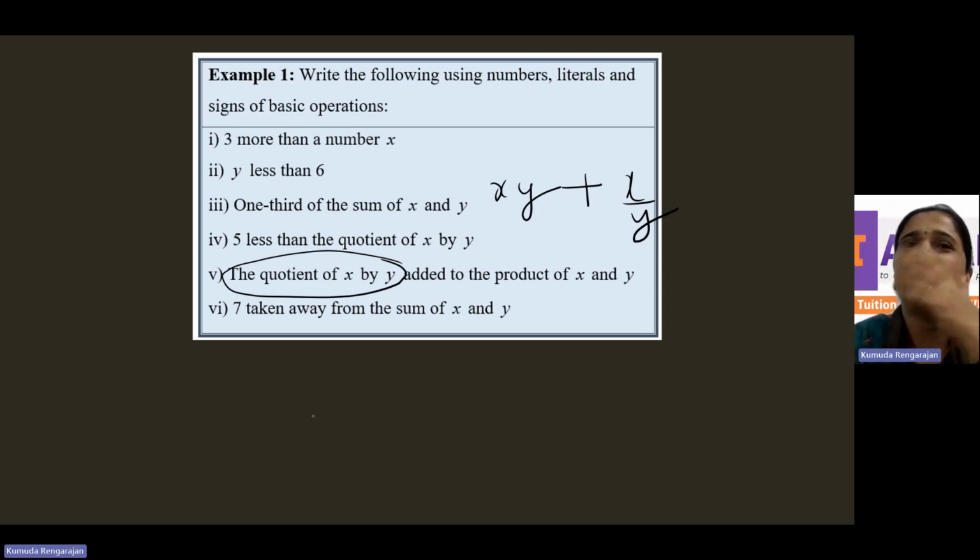Now, don't think in your mind that this teacher is mad, she does not know the rule. I said x by y plus xy, and she's telling the opposite. Both are correct. By value, both are correct. Expression-wise, they are not the same. See, this one is added to something which is already there.